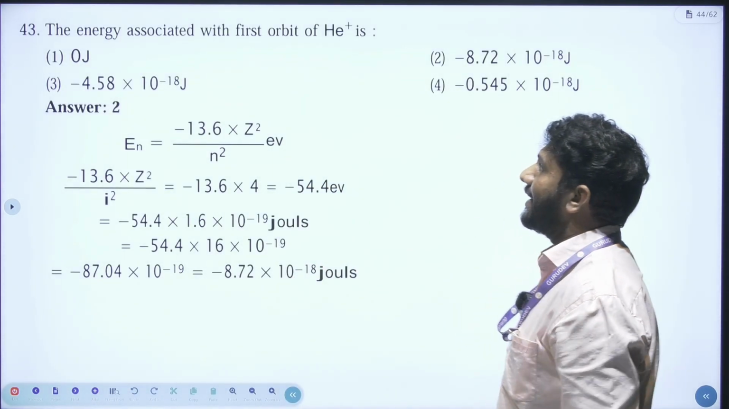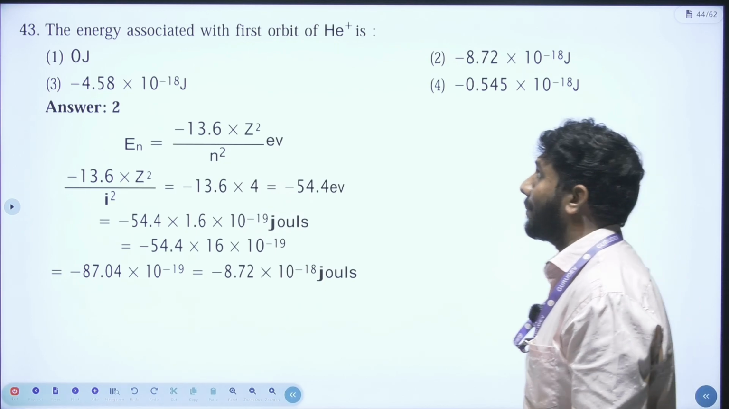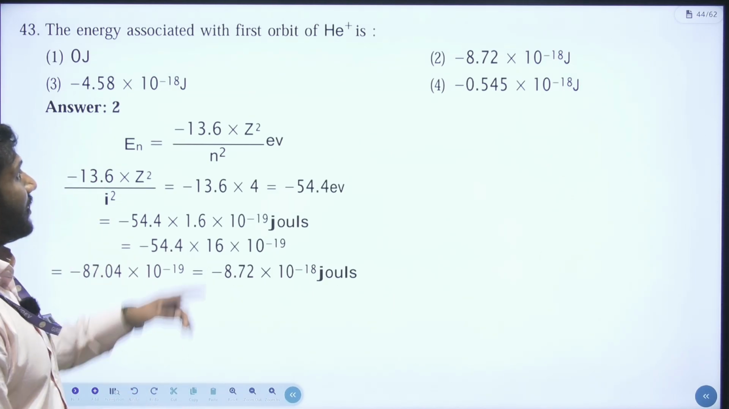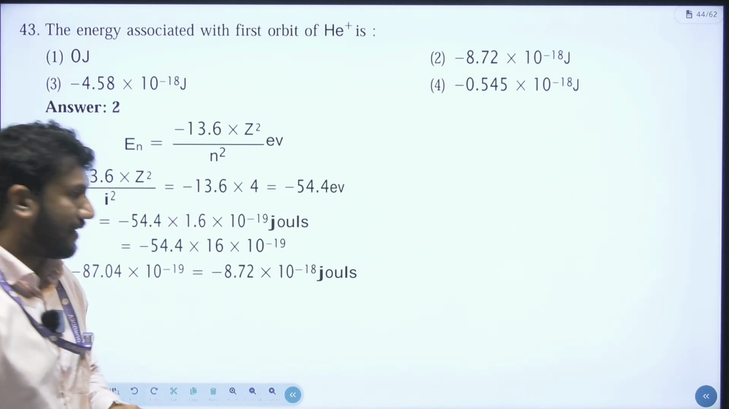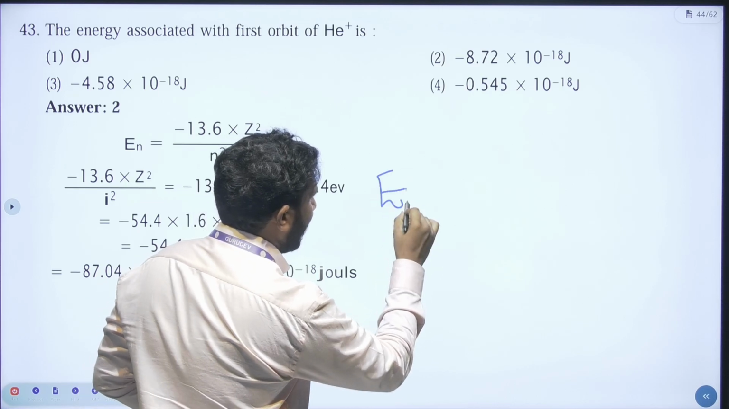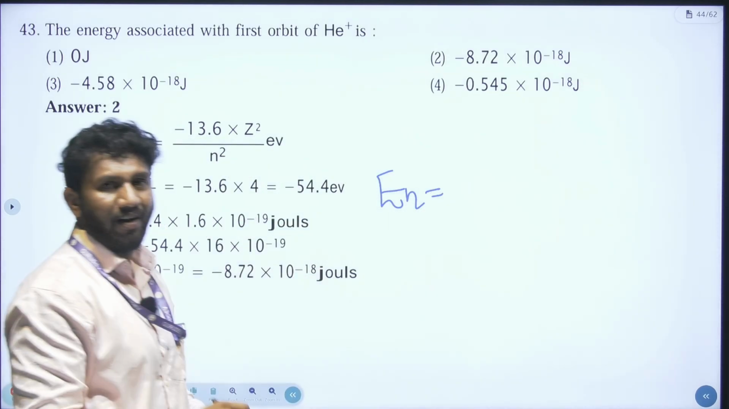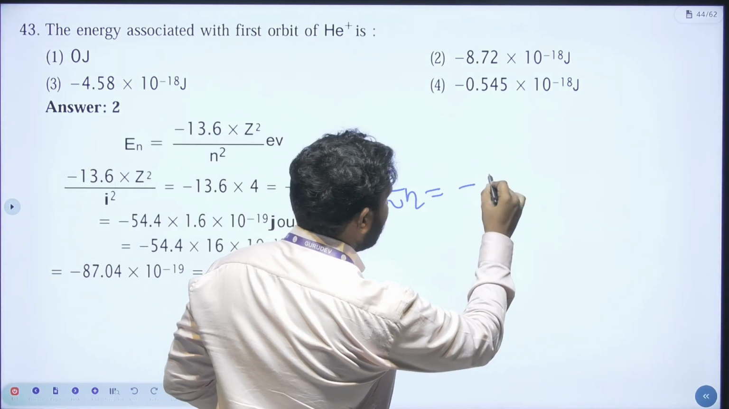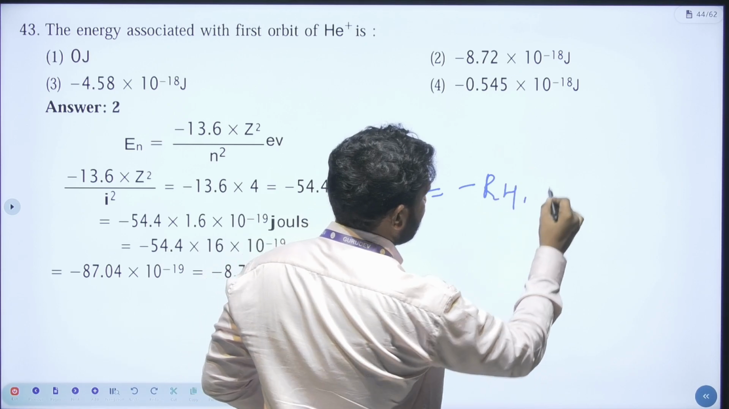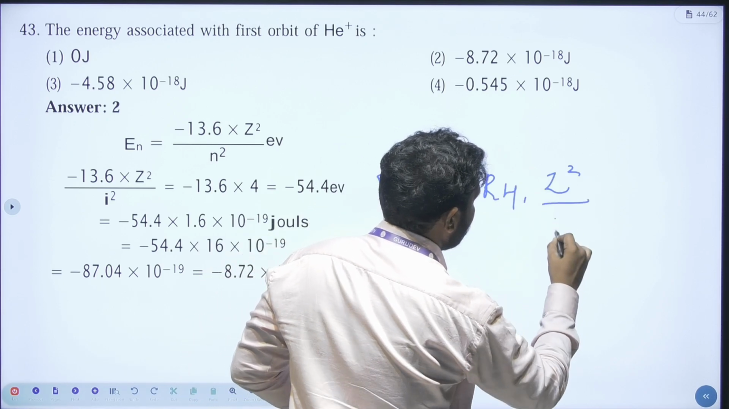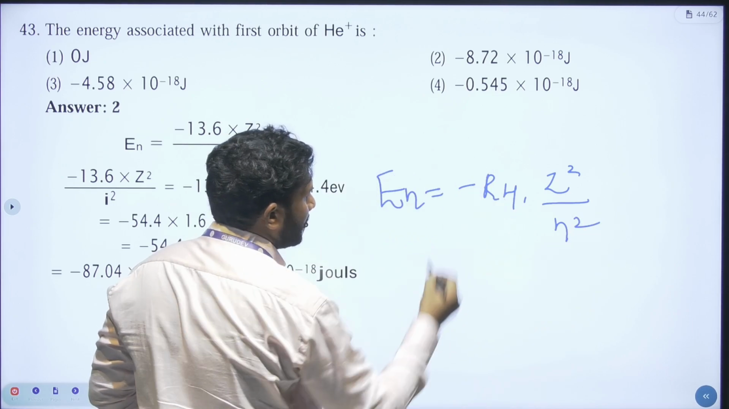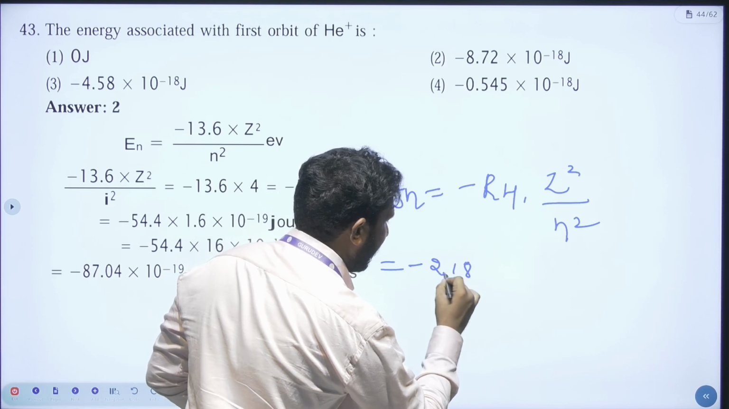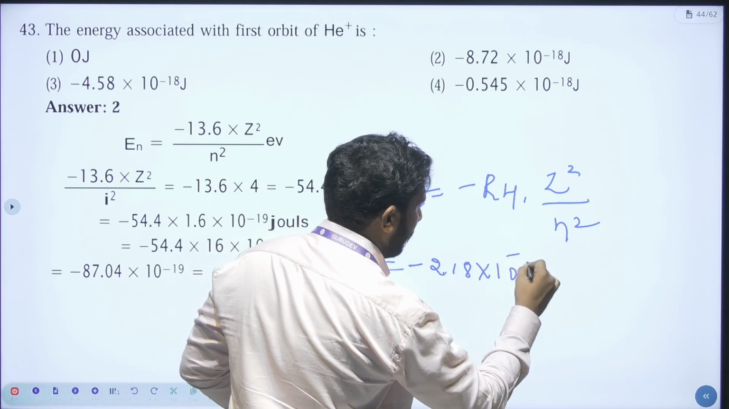Next, the energy associated with the first orbit of helium. This question is from structure of atom. The energy associated with the first orbit of helium. Here we know the formula. The energy associated with any orbit for hydrogen or hydrogen-like atoms is given by En equals minus RH into Z square by N square. Here RH means the Rydberg constant, its value is 2.18 into 10 power minus 18.